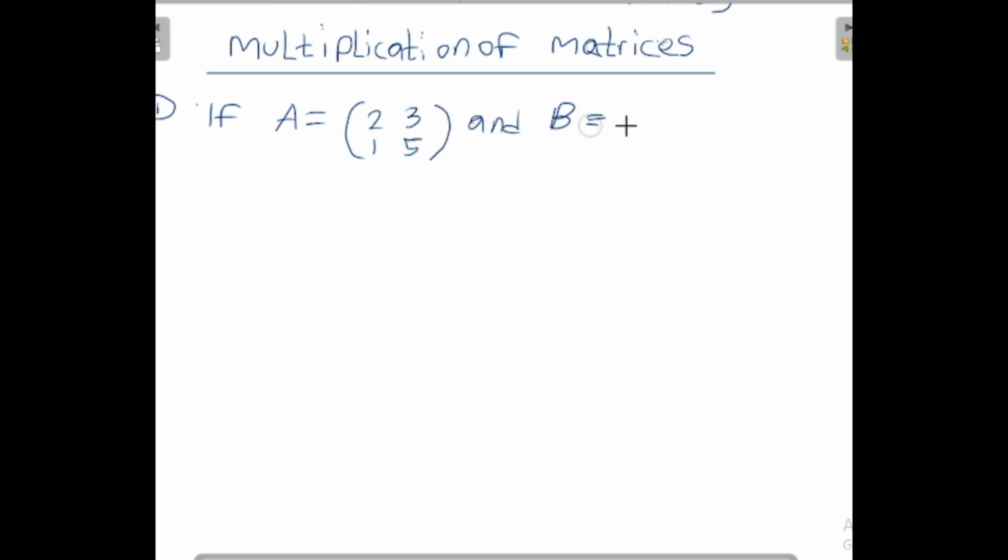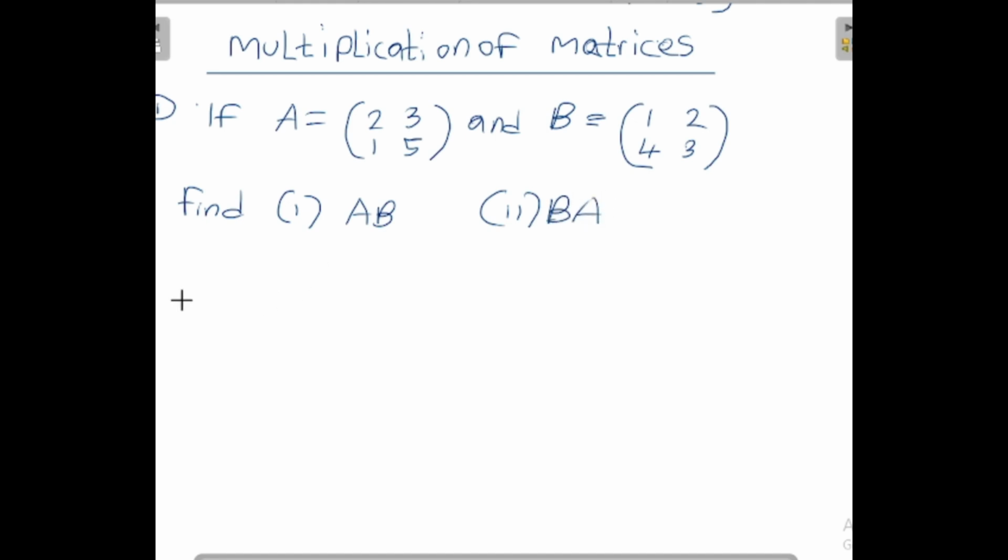and B equals 1, 4, 2, 3. Question: find first, AB. Second question, BA. Now, we solve it this way. First question. Let's answer the first question.